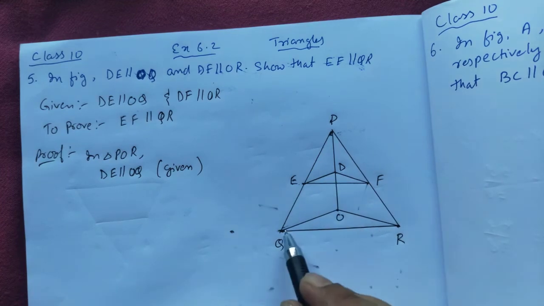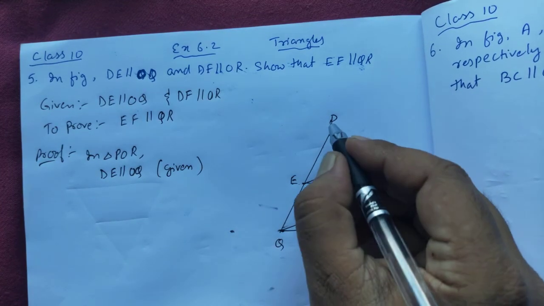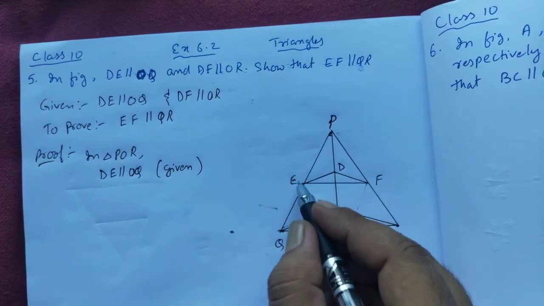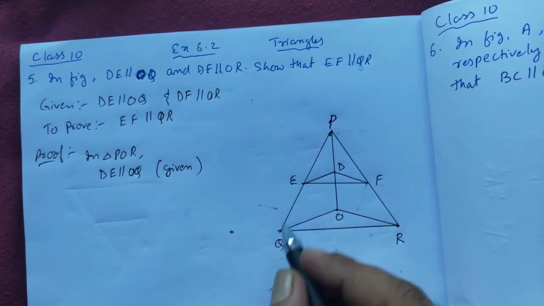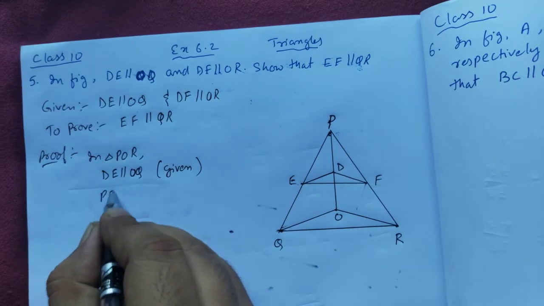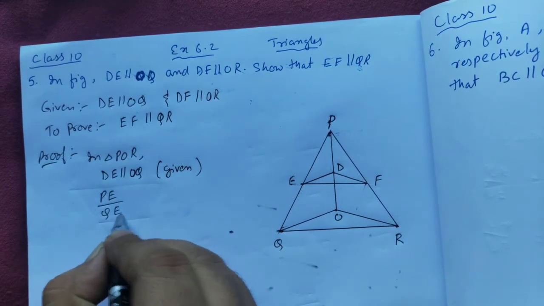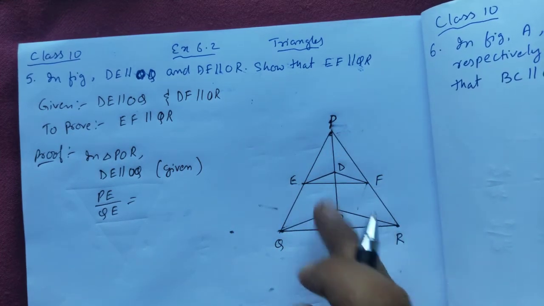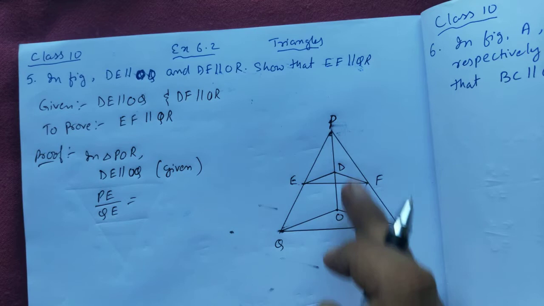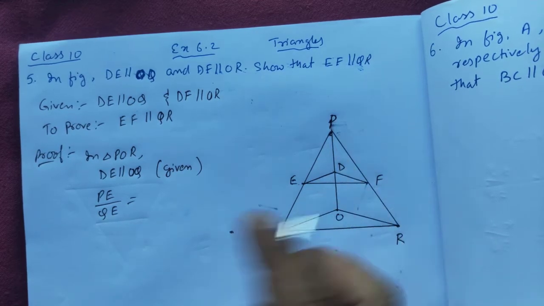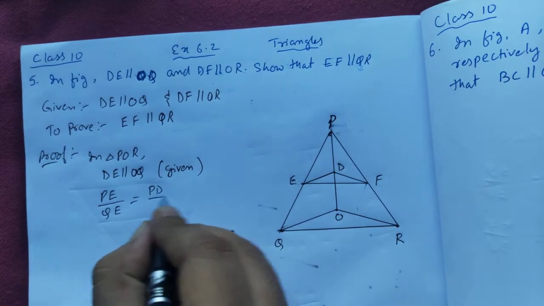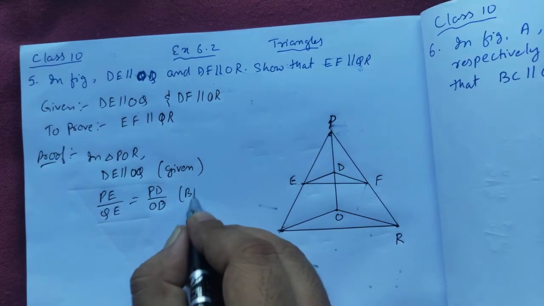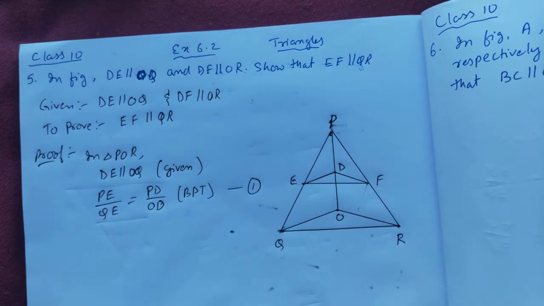If these two lines are parallel, we can take the ratio. This is P, okay? PE by QE equal to, I'm taking this triangle, so that means I'll take this side and this side. That means I'll write PD by OD. Reason is BPT, mark this as 1.